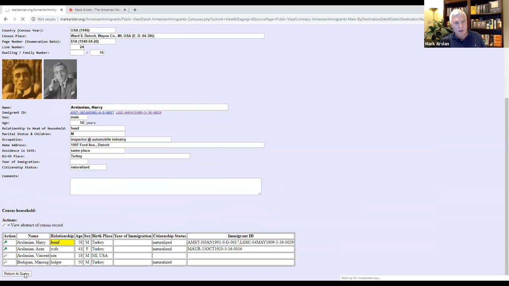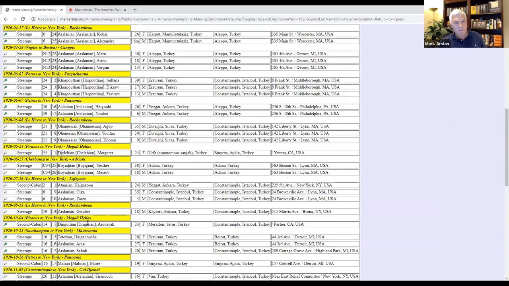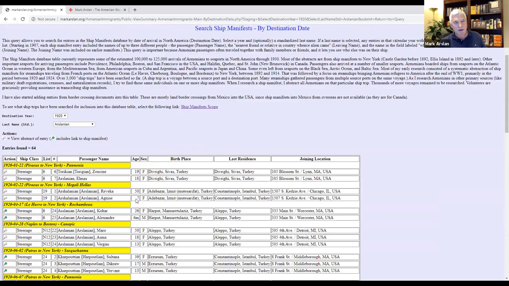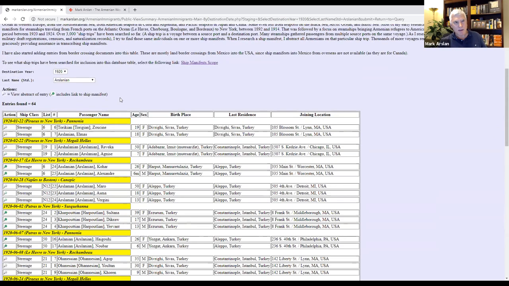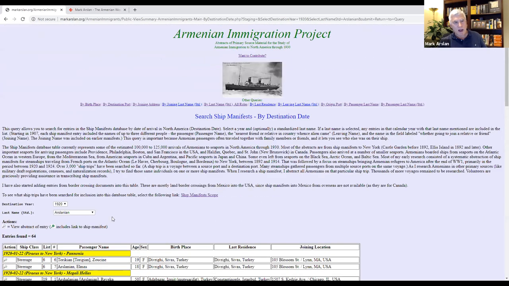So this return to query button at the bottom that I just hit takes you back to the original query. Okay. So right now it'll take you back to the 1920 census. I could change that or census destination date. I can change the name. I can change the date, whatever.